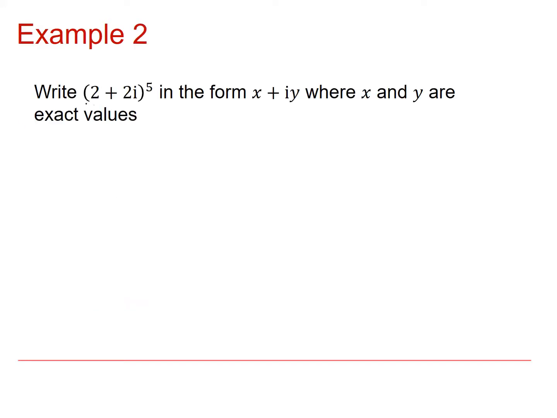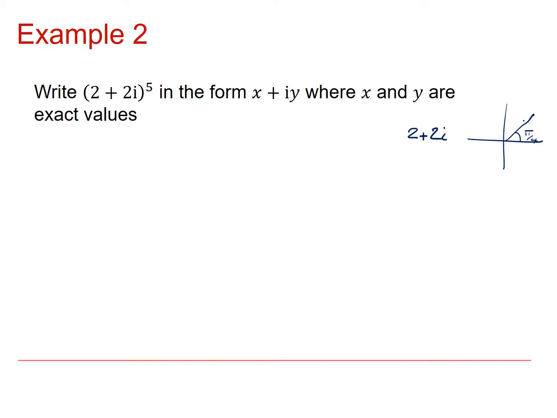Okay, in this example we're going to look at 2 plus 2i to the 5, and I want that in the form x plus iy, where x and y are exact values. Okay, well, let's see what we've got. Starting then with 2 plus 2i, if I draw it on an Argand diagram, it's going to be there, first quadrant, and this angle here is going to be pi by 4.